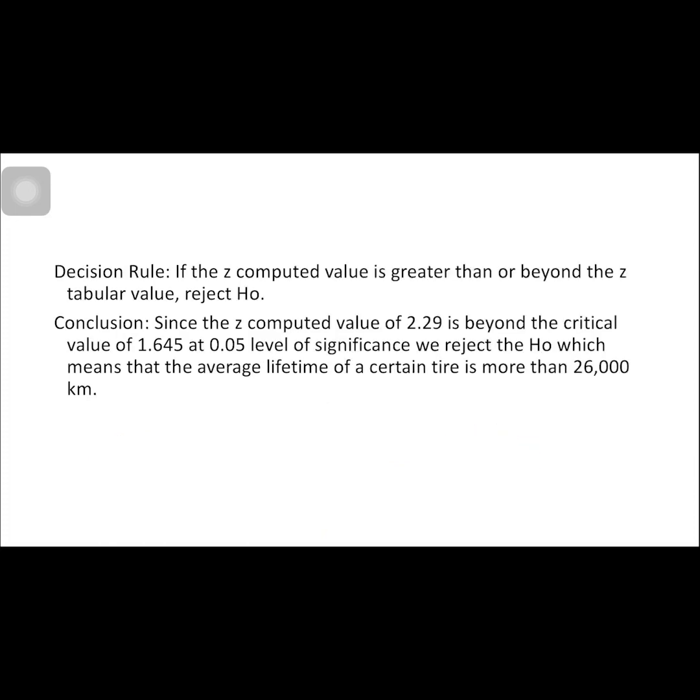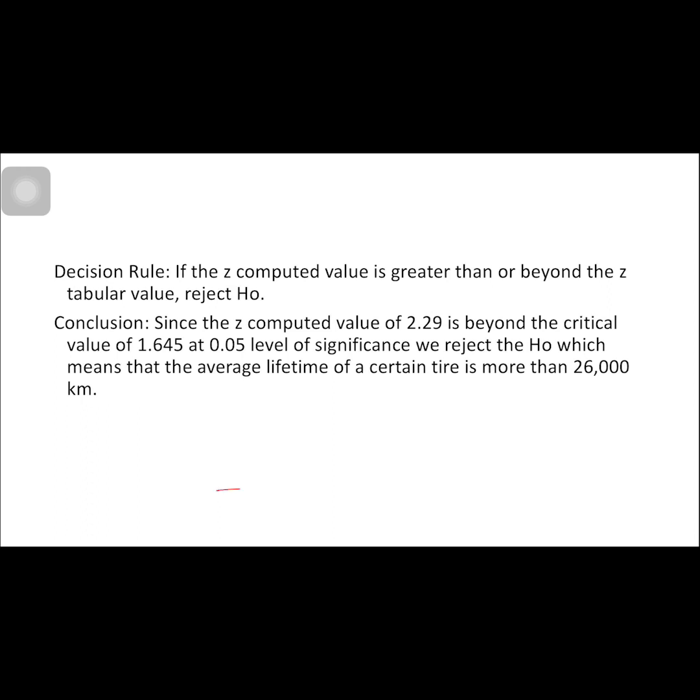For our decision rule, if the z computed value is greater than or beyond the z tabular value, we reject the null hypothesis. For our conclusion, since the z computed value of 2.29 is beyond or greater than the critical value or tabular value of 1.645 at 0.05 level of significance, we reject the null hypothesis, which means that the average lifetime of a certain tire is more than 26,000 kilometers.